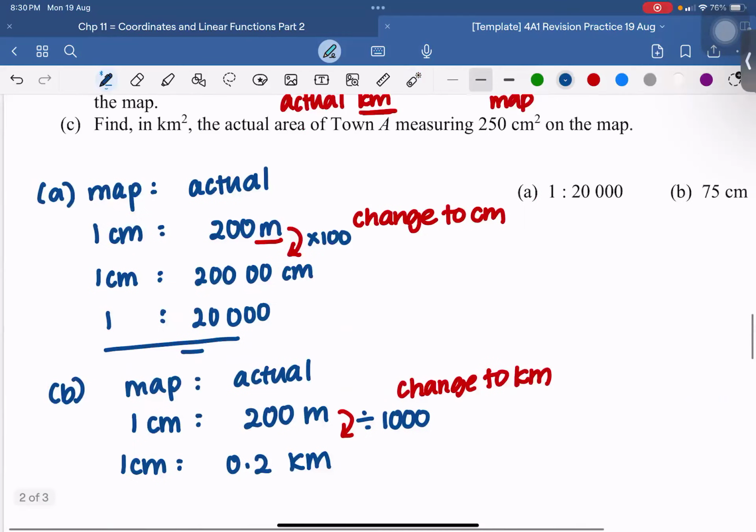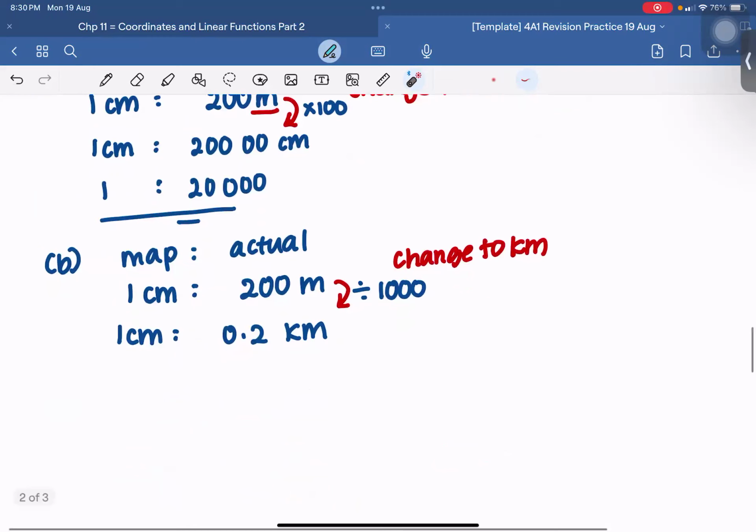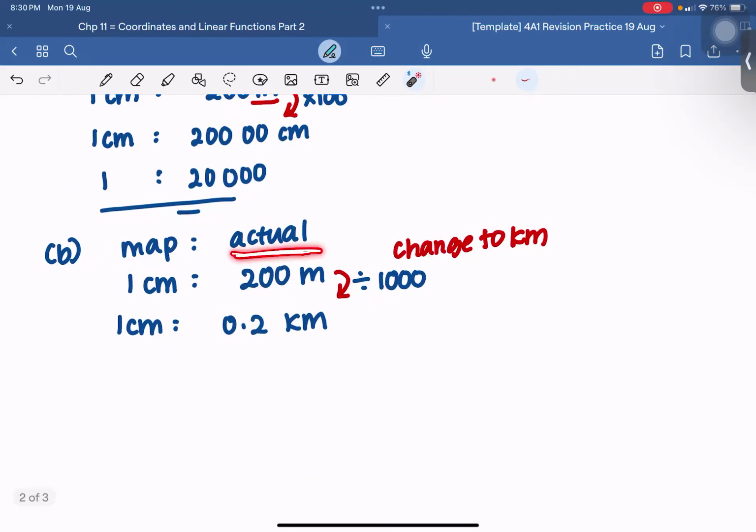Next thing, read this. This 15 kilometer, is it map or is it actual? Map. The actual. You every time also say map one. Okay, actual, yeah. So this one, the 15 should be under actual. So 15 should be here. So I want 15 kilometers.